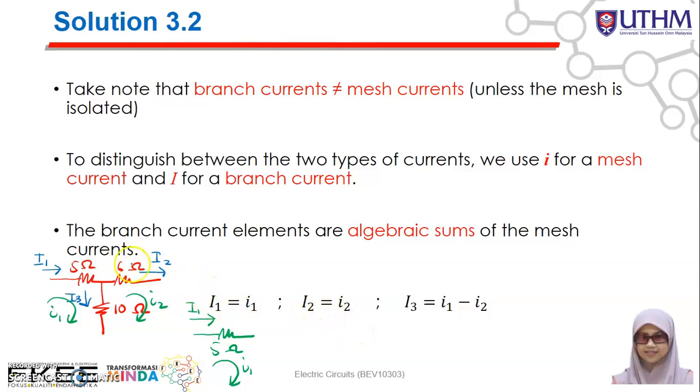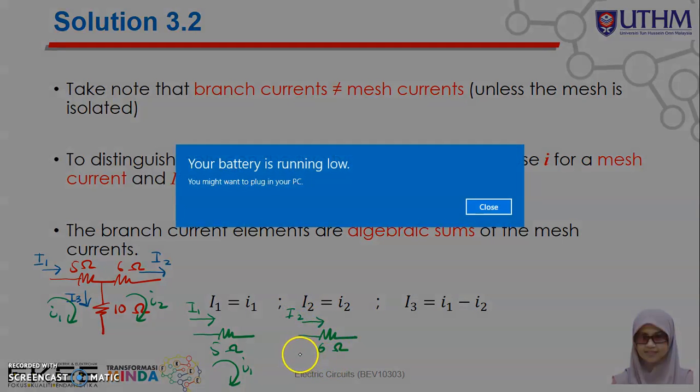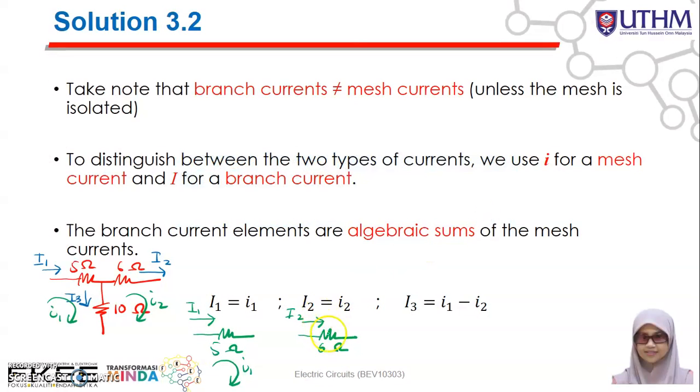Okay, how about I2? I2 is the current flowing through the 6 ohm. So here you have 6 ohm. Okay, you have I2 here, and then you have another current, which is I2. So in this case, the flow of the capital letter I2 is equal to the flow of the small letter i2. That's why capital letter I2 is equal to small letter i2.